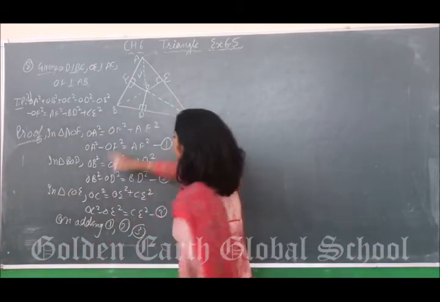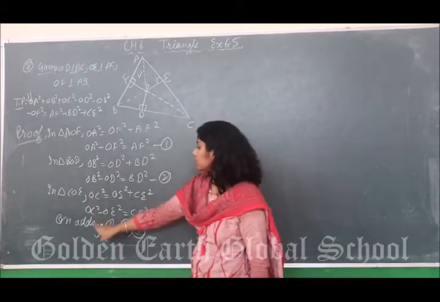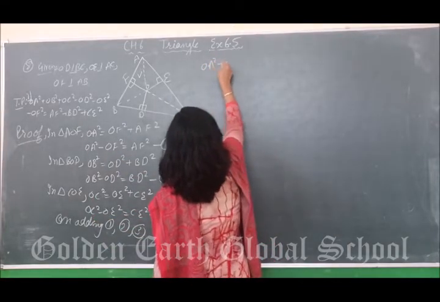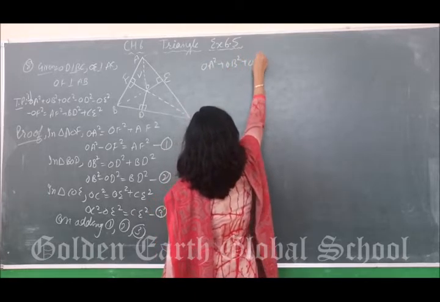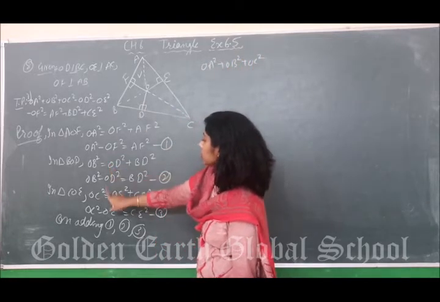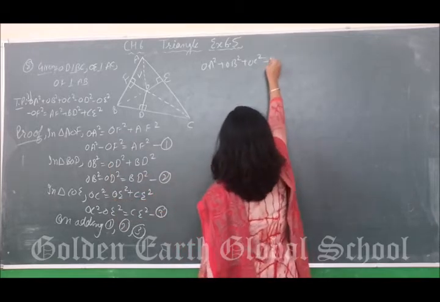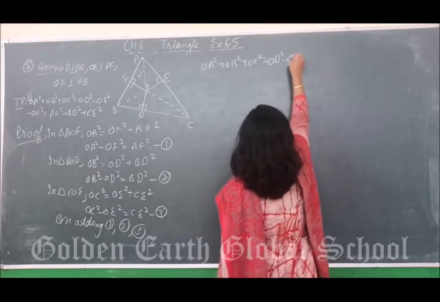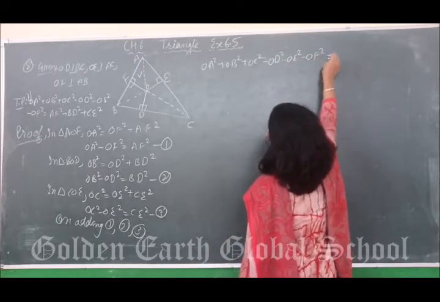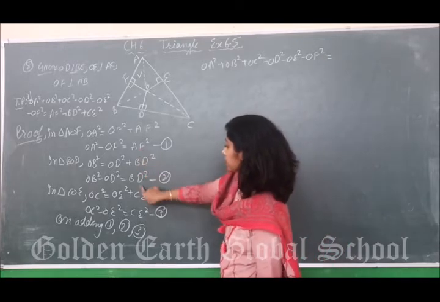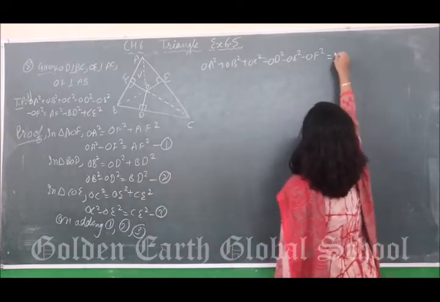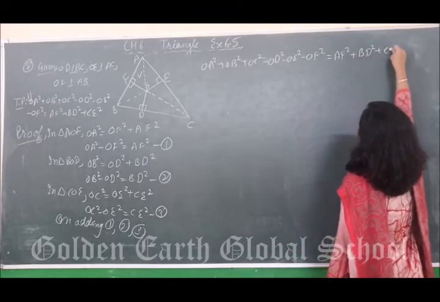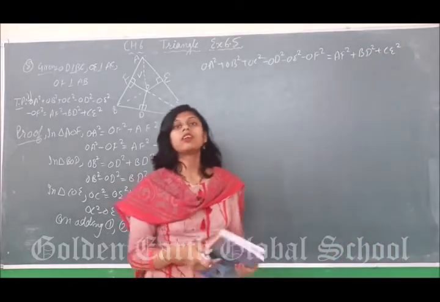So left hand side, OB square plus OC square plus OA square minus OF square, OD square and OE square. OD, OE and OF. Right hand side, AF square plus BD square plus CE square. Clear? So this is your first part.